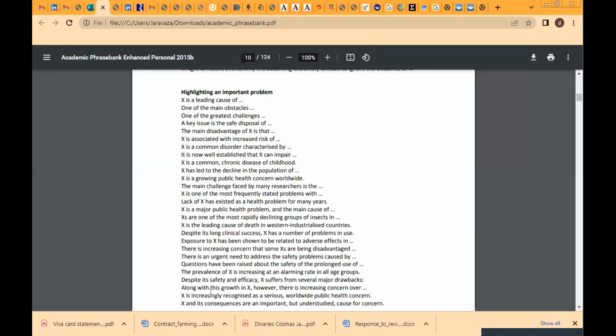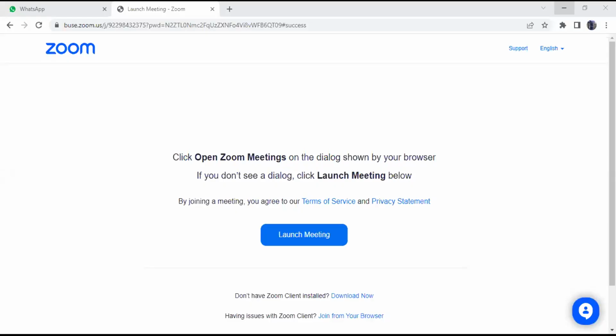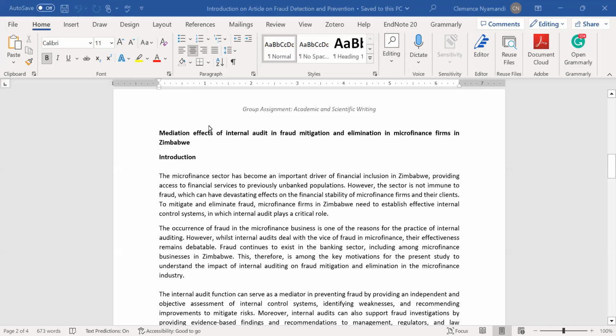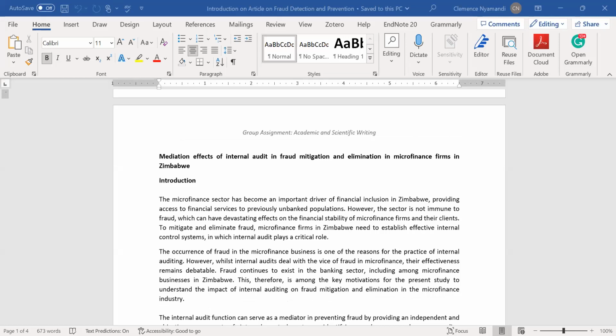Okay, so I stop sharing. Right. Okay, can you read the first paragraph and the second paragraph, and then we open it for discussion? You can see my screen? Yes.